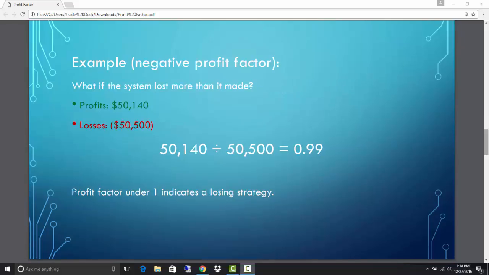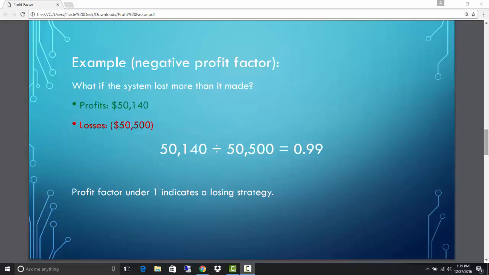Now let's suppose that the system had lost more than it had made. For instance, let's imagine that the losses were $50,500. In this case, the profit factor would be below 1, specifically 0.99, which indicates a losing strategy.